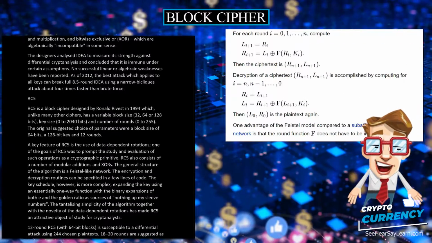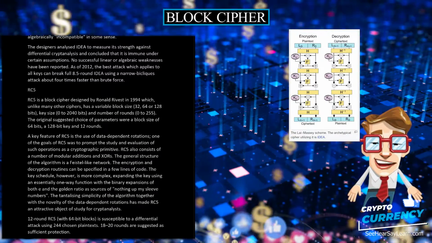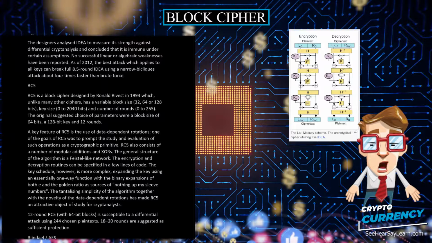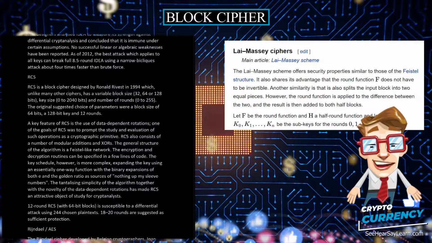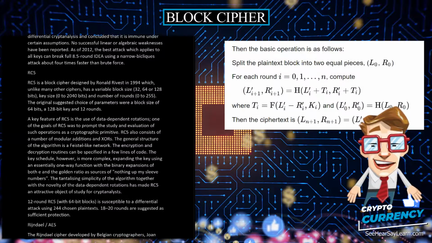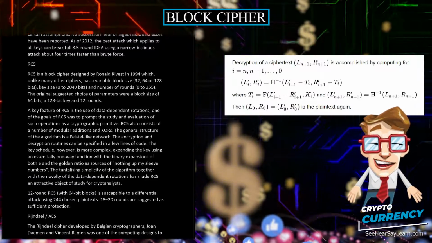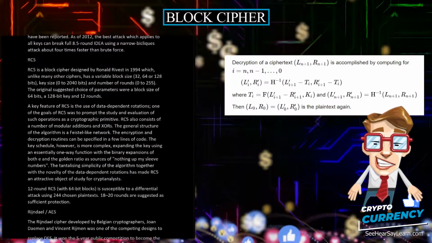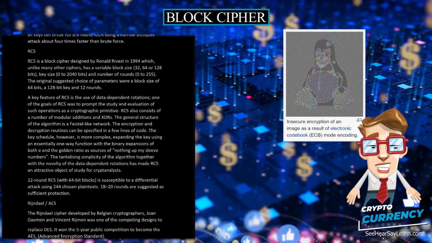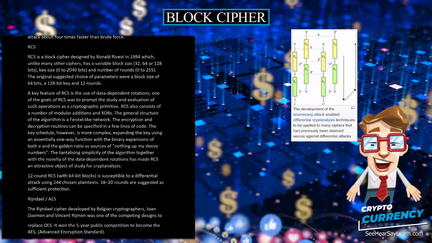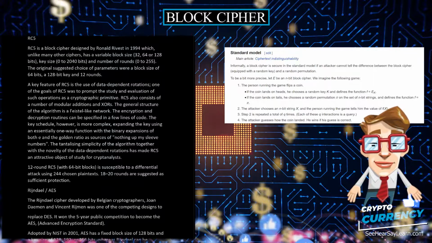The key schedule, however, is more complex, expanding the key using an essentially one-way function with the binary expansions of both e and the golden ratio as sources of nothing-up-my-sleeve numbers. The tantalizing simplicity of the algorithm together with the novelty of the data-dependent rotations has made RC5 an attractive object of study for cryptanalysts. 12-round RC5, with 64-bit blocks, is susceptible to a differential attack using 2^44 chosen plaintexts. 18 to 20 rounds are suggested as sufficient protection.